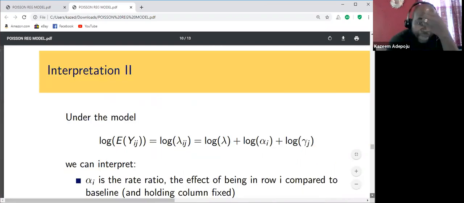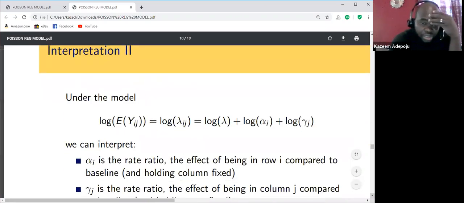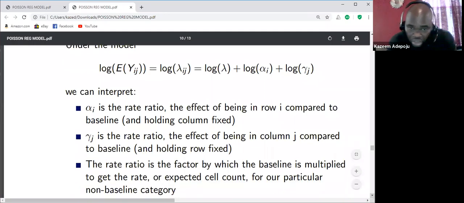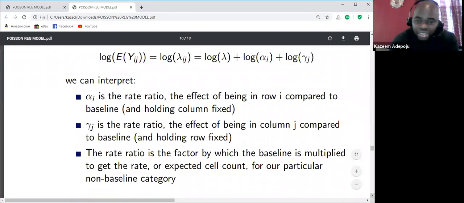And I also talked about the interpretation. This is the model. How do we interpret? We have the alpha i and the gamma j. The alpha i is a rate ratio, the effect of being in row i compared to the baseline. And the gamma j is the rate ratio, the effect of being in column j compared to the baseline. And of course, we can find the rate ratio, which is the factor by which the baseline is multiplied to get the rate, or the expected cell count, that I've walked you through before.